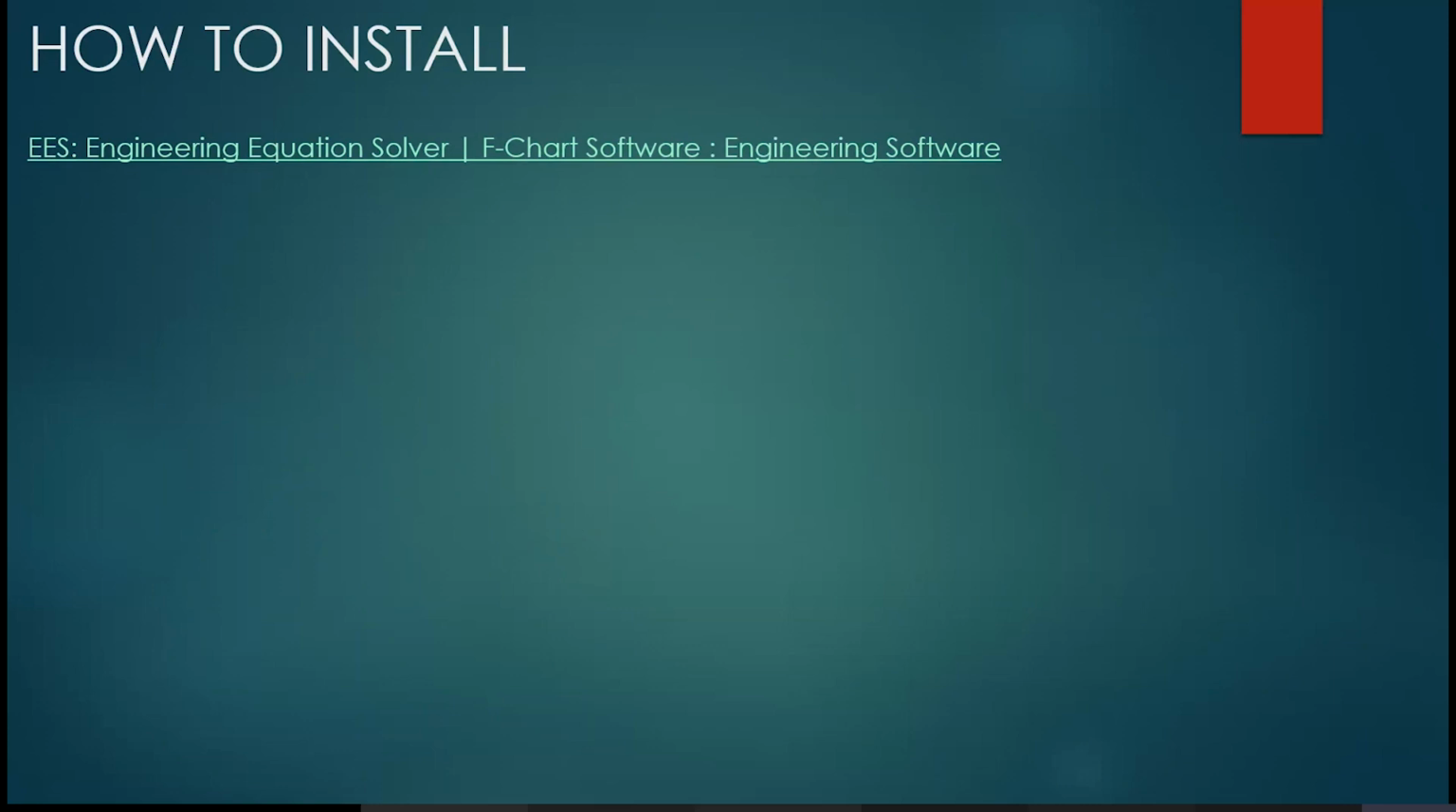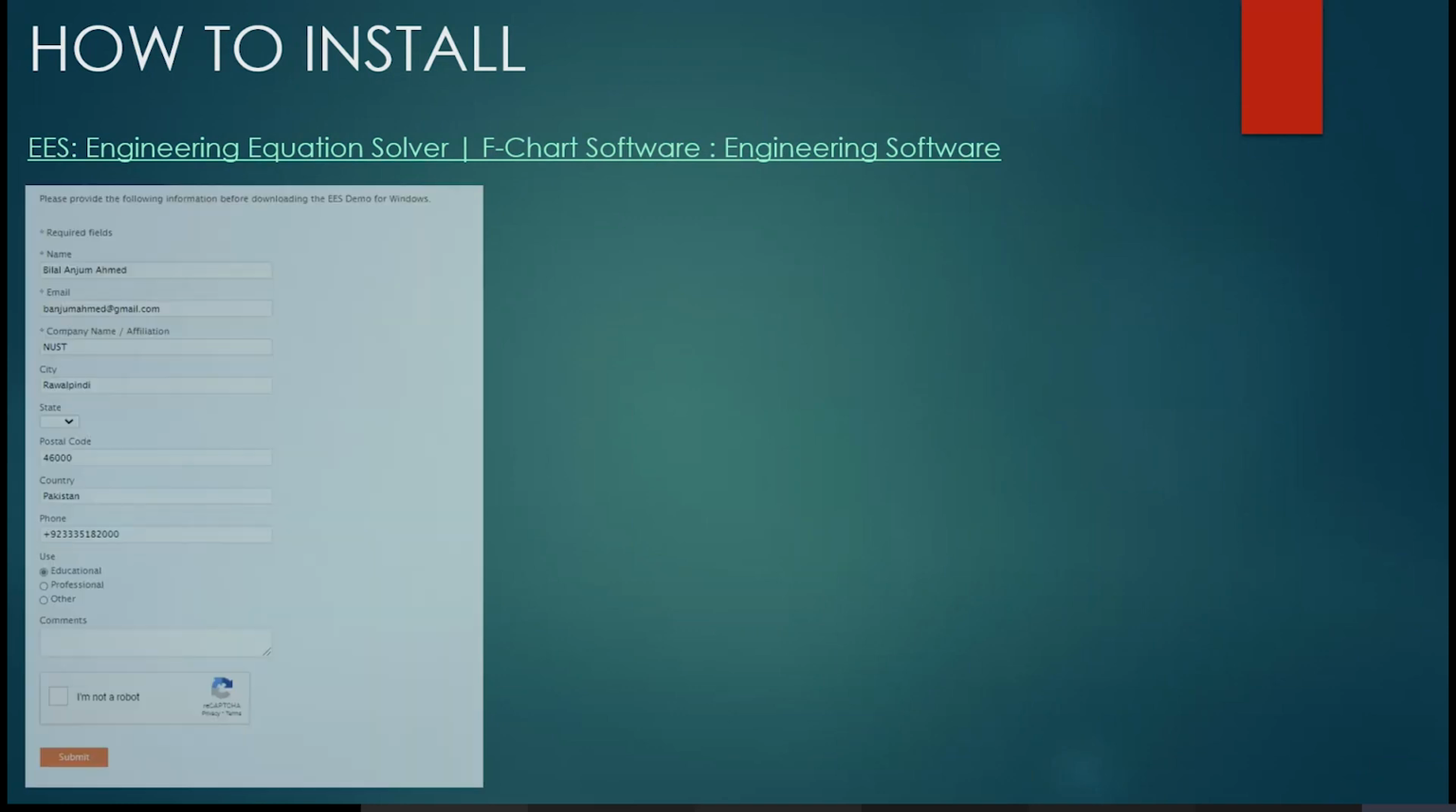So this is the link given. I'll share the slides. If you click on this link, you'll be able to open up the web page, which would ask you for certain information. Like the information shown to you, you have to provide these basic details. This is a demo version for Windows. So those who are using Windows will be able to download it using this link. You'll have to plug in your name, your email address, company or affiliation. You could write US, city Rawalpindi, postal code, country, phone number, educational purpose.